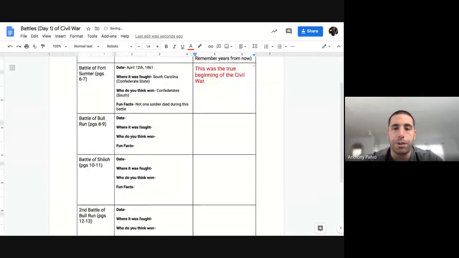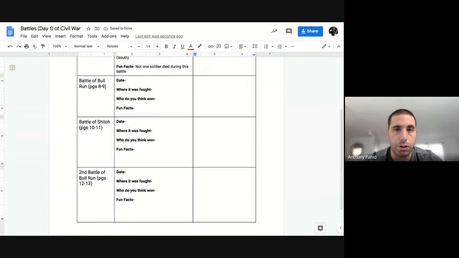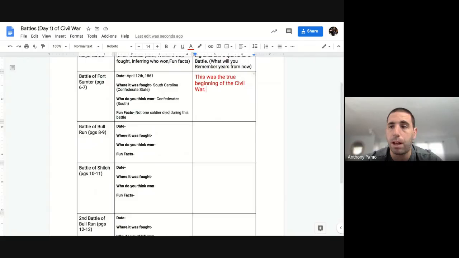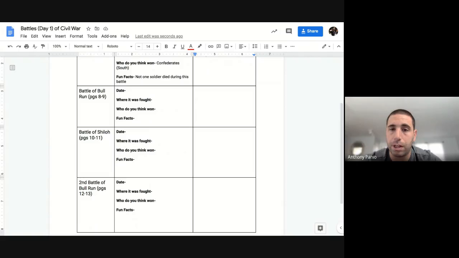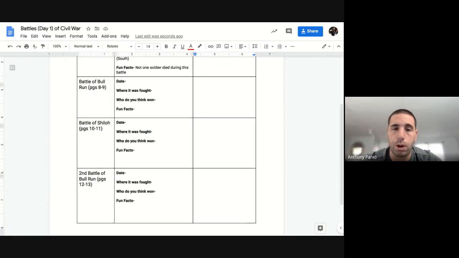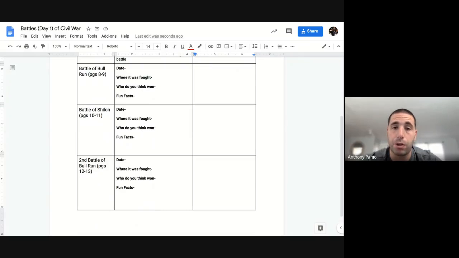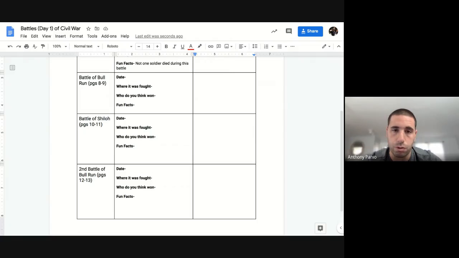All right, so at this point, you have three more battles you need to work on. The Battle of Bull Run, the Battle of Shiloh, the Second Battle of Bull Run. You should be following it the same way. I would say each battle takes about seven to ten minutes if you're doing it correctly and you're filling it in. Some, if you're working really hard, maybe a little less, but you shouldn't be spending 30 minutes on each battle. You don't need to Google anything. You just need to follow the text and write everything that's in the text.